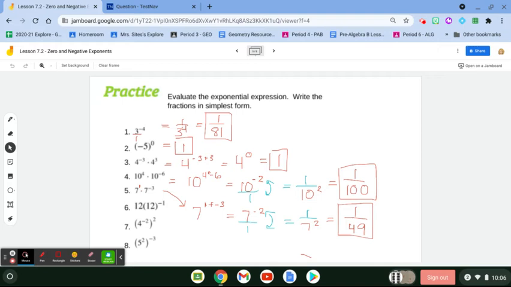Okay, for question number 6, this is really like 12 to the 1st power times 12 to the negative 1st power. So I would keep my base of 12, and I would add 1 plus negative 1, which means that I would get a power of 0, and we know anything raised to the 0 power is just going to be 1.